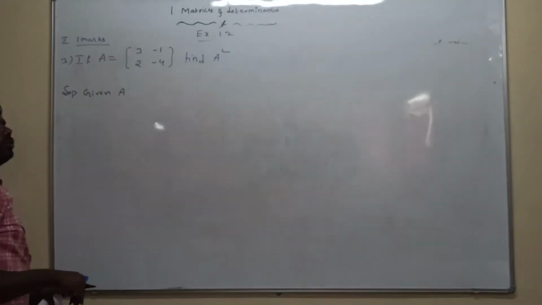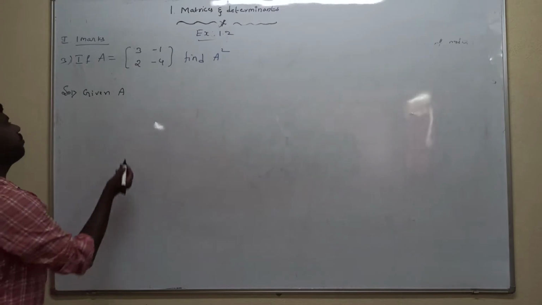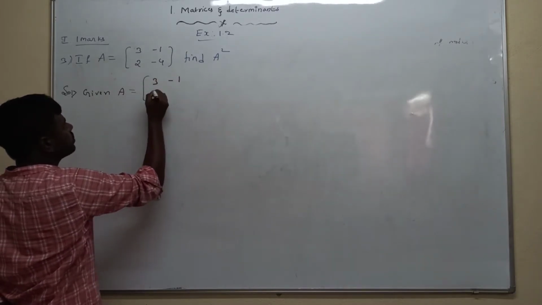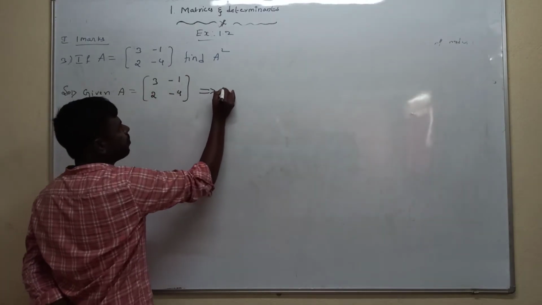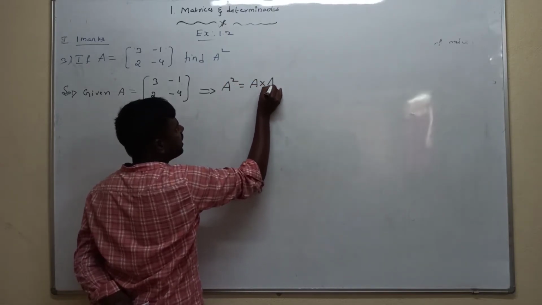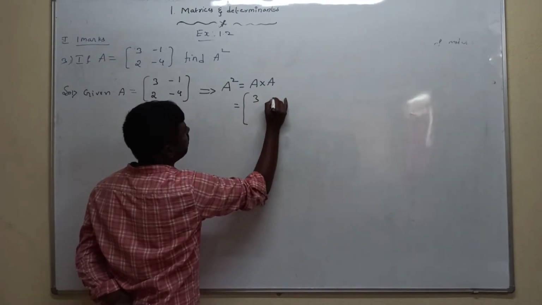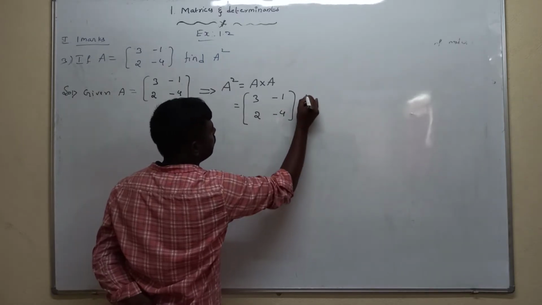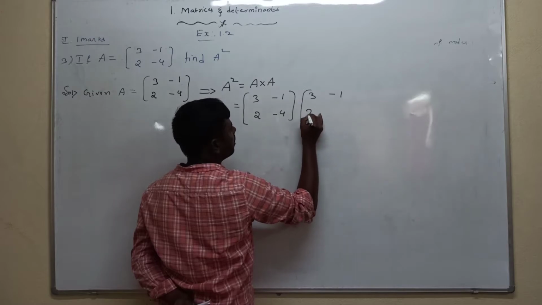So in this one also, like the previous question, we have to calculate A square. First of all, given A is equal to [3, -1; 2, -4]. They are asking to find A square. A square is taken as A into A. Now substitute the matrices [3, -1; 2, -4] into it, again you should write the A matrix [3, -1; 2, -4].